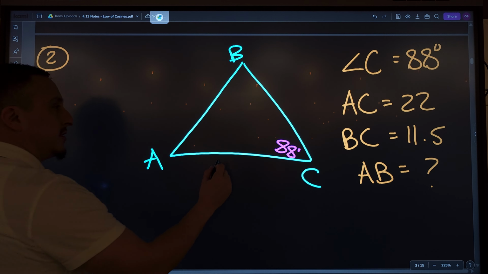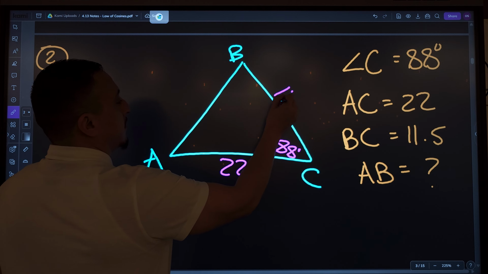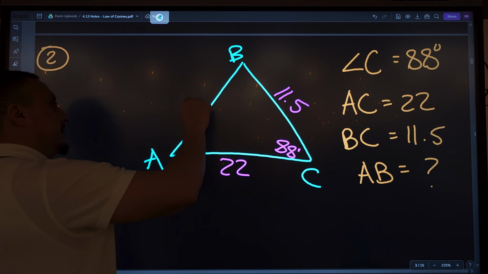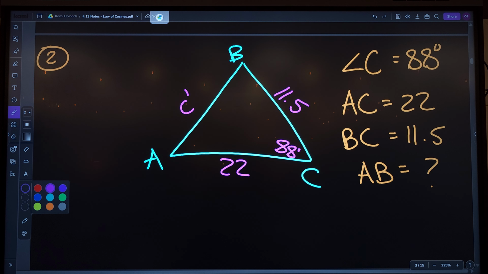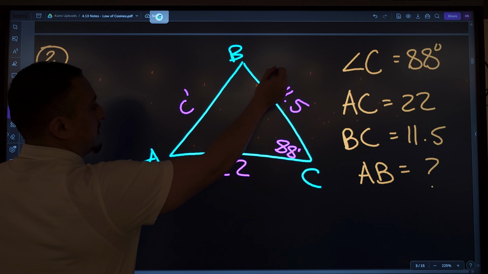A to C is 22. B to C is 11.5. And A to B is what they want, which is side C. And so this would be side B, and this would be side A.